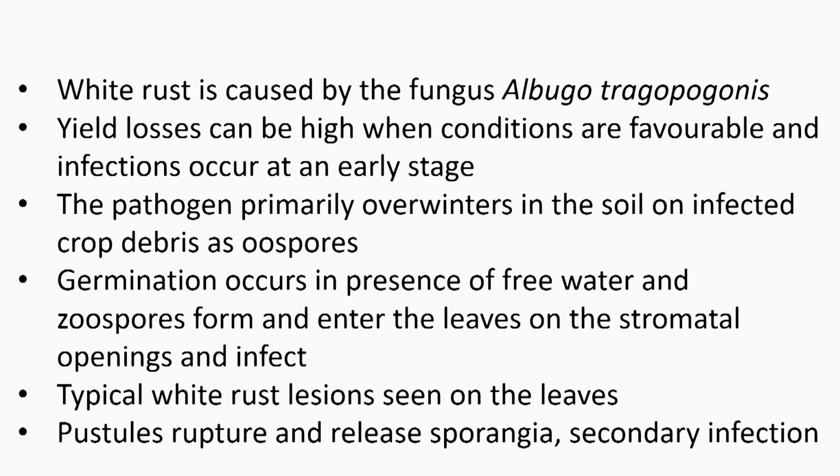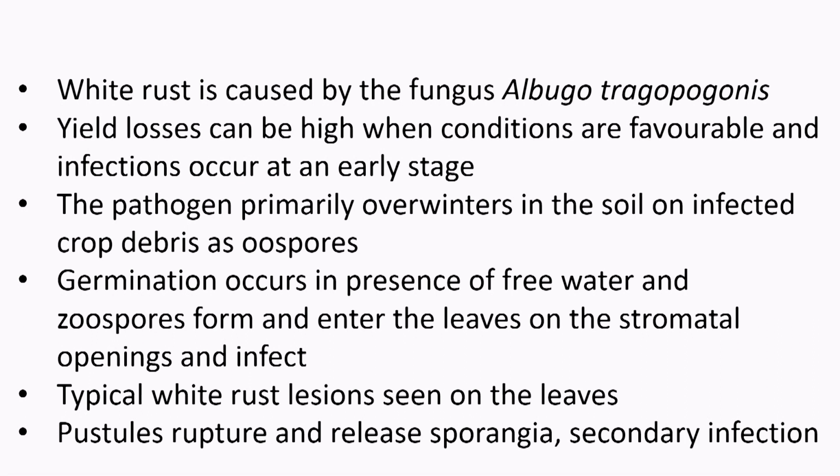So this is a fungus that causes this disease. Yield losses can be very high when conditions are favorable, and infections can also occur at a very early stage. The pathogen overwinters in the soil on infected crop debris as oospores. So an oospore is just a spore with a small tail, and it enables it to move in water-rich environments. So the germination will occur in the presence of free water, and those spores form and enter the leaves through the stomatal openings and will infect the plant.